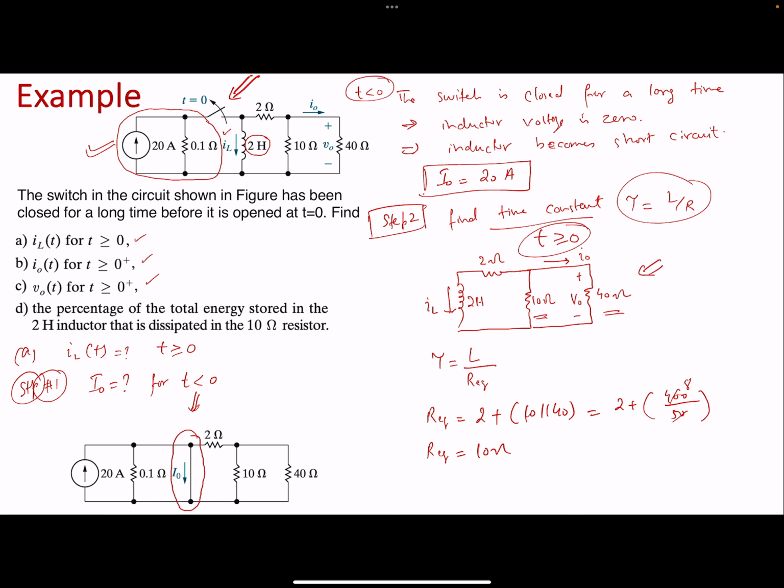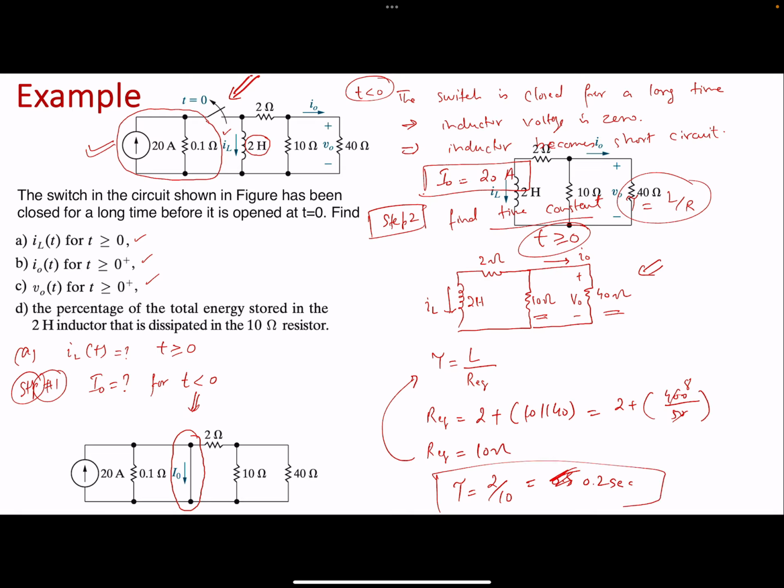Okay, cool. So I can replace that over here. My tau becomes L, which is 2, divided by 10. Sorry, 2 divided by 10 is 0.2 seconds, not 0.5. 5 over 10 would be 0.5. So 2 over 10 is 0.2 seconds.